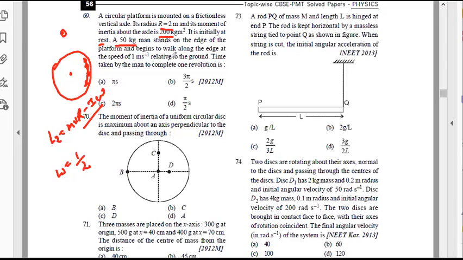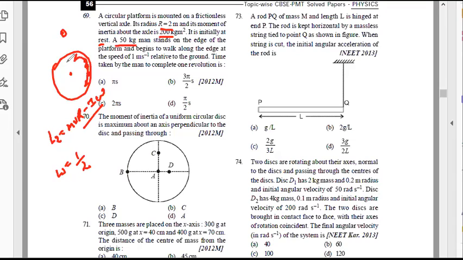Okay, now the next question is the time taken by the man to complete one revolution. Now think about it. The man is also moving and the platform is also rotating. Yes or no? So here we will use the concept of relative velocity. Here v is with respect to the ground.